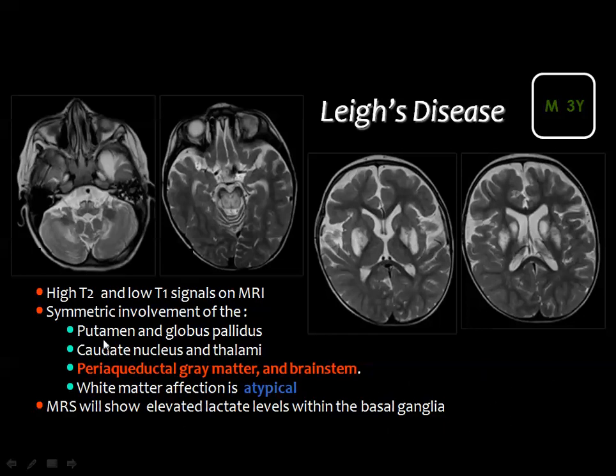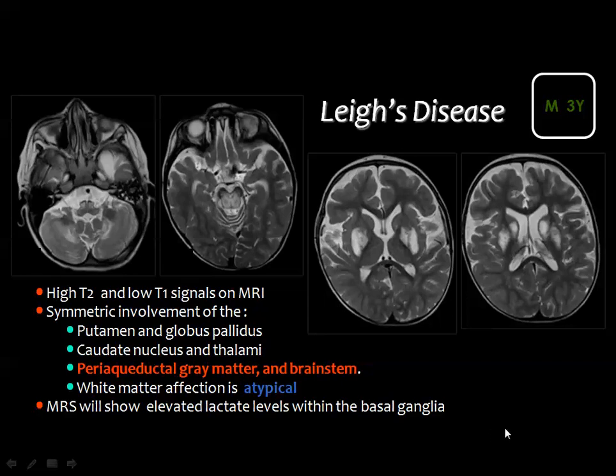disease. They involve the putamen and the globus pallidus, the basal ganglia, the caudate and the thalami, and the periaqueductal gray matter and the brainstem. And if you remember, we have discussed a disease in the second part of this talk, which is Wernicke encephalopathy, which also affects the periaqueductal gray matter and the brainstem together with affection of the mammillary bodies. Then Wernicke encephalopathy occurs at a relatively higher age, and Leigh disease will present during childhood.